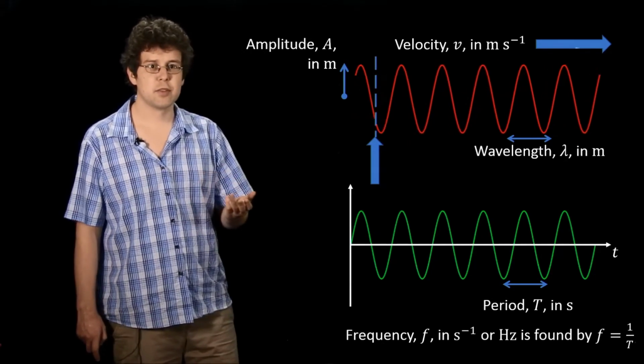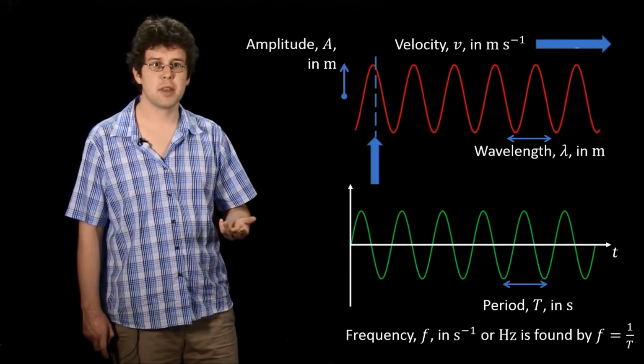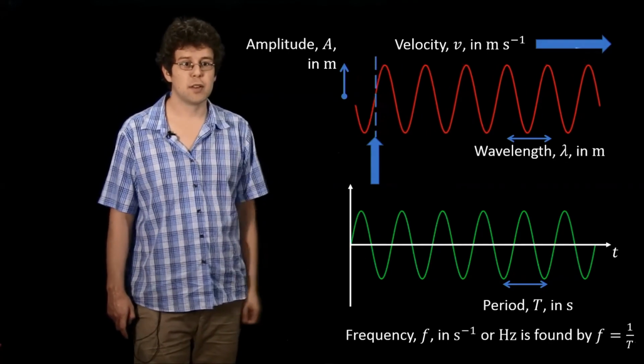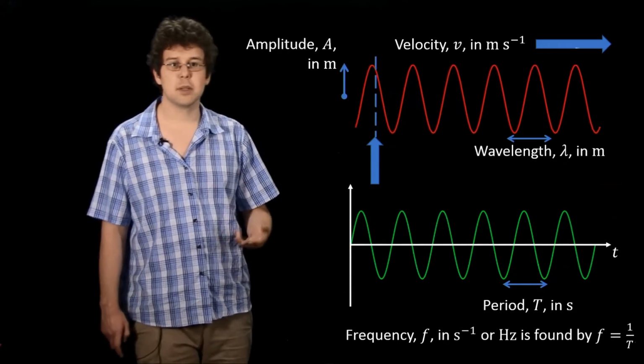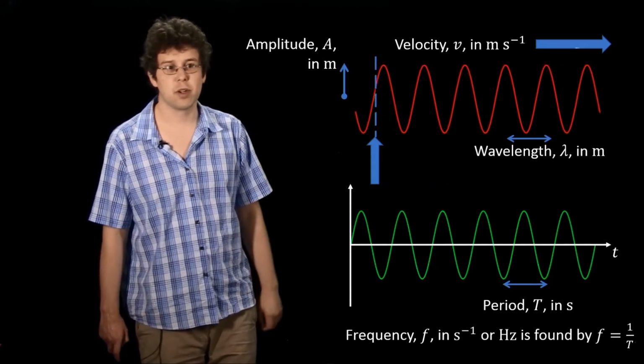Now you might find yourself wanting to convert between period and frequency. They're both kind of measuring the same thing. That's actually quite easy. You just use the formula down here. Frequency is equal to 1 on period, or alternatively, period is 1 on frequency.